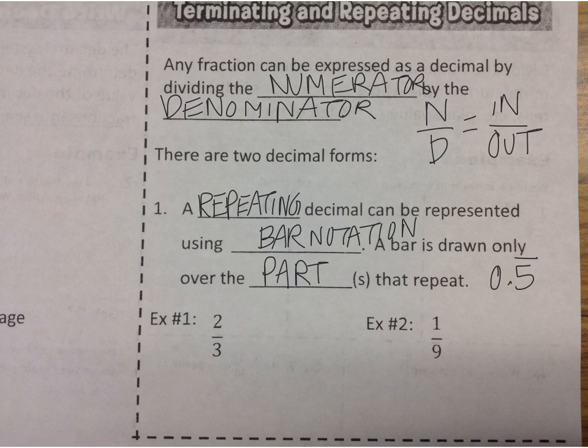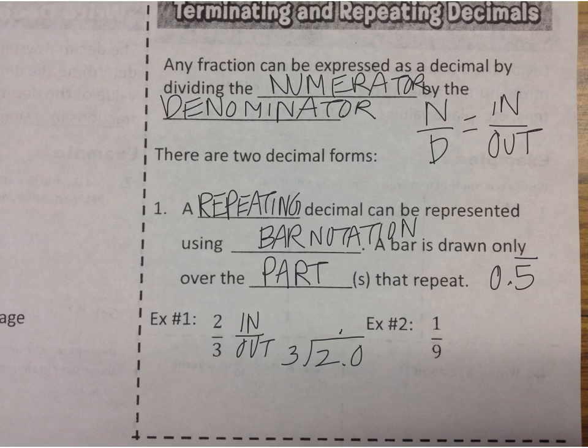Let's start with example number 1. So the numerator is 2, so that's going to be inside. The denominator is 3, that's going to be on the outside. So when you divide, it's going to look like this, the 2 on the inside, 3 on the outside. Now 3 can't go into 2, so we will need to put a decimal and a 0 and make sure to move it up top.